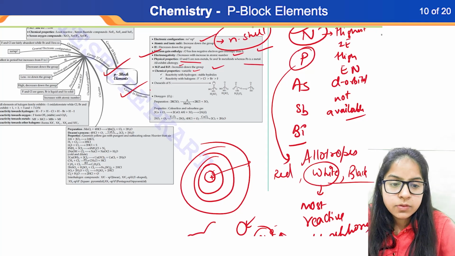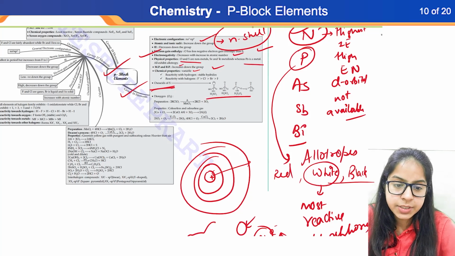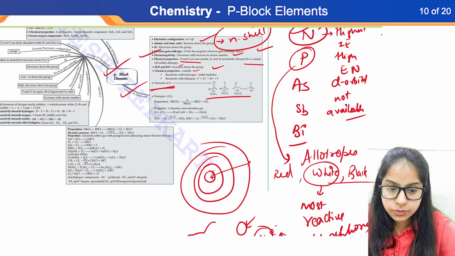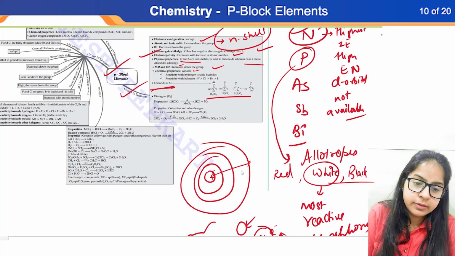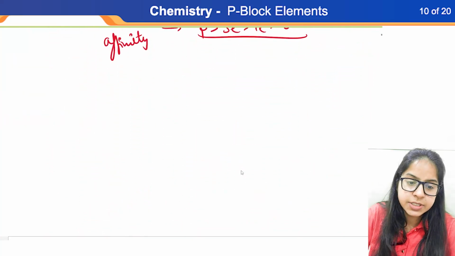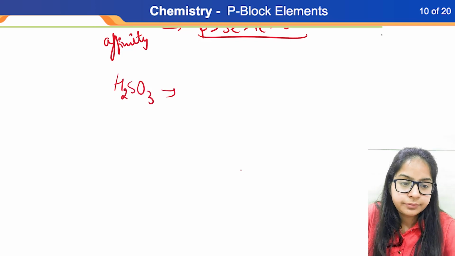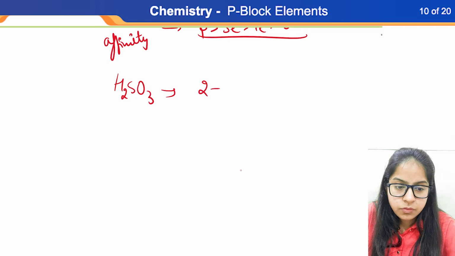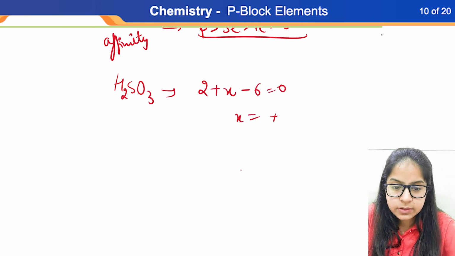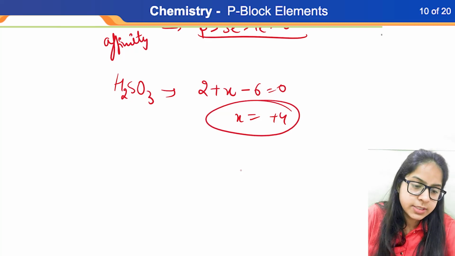Okay, now the oxo acids of sulfur. What are the oxo acids of sulfur? There are three oxo acids that have been mentioned here. I'm going to tell you another one too. H2SO3. Remember, you need to calculate the oxidation state of sulfur. How can you calculate it for H2SO3? So you have 2 plus X for the sulfur minus 6 is equal to 0. X is equal to +4, the sulfur oxidation state.